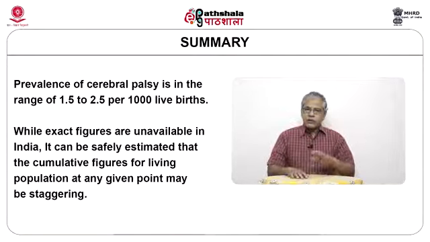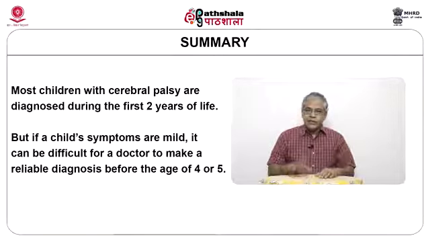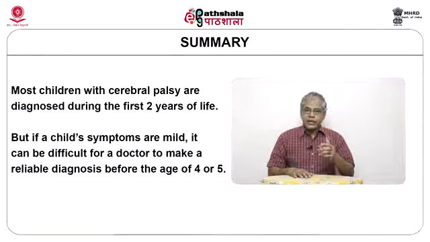Prevalence of cerebral palsy is in the range of 1.5 to 2.5 per thousand live births. While exact figures are unavailable in India, it can be safely estimated that the cumulative figures for the living population at any given point of time may be staggering. Most children with cerebral palsy are diagnosed during the first 2 years of life. But if a child's symptoms are mild, it can be difficult for a doctor to make a reliable assessment before the age of 4 to 5.